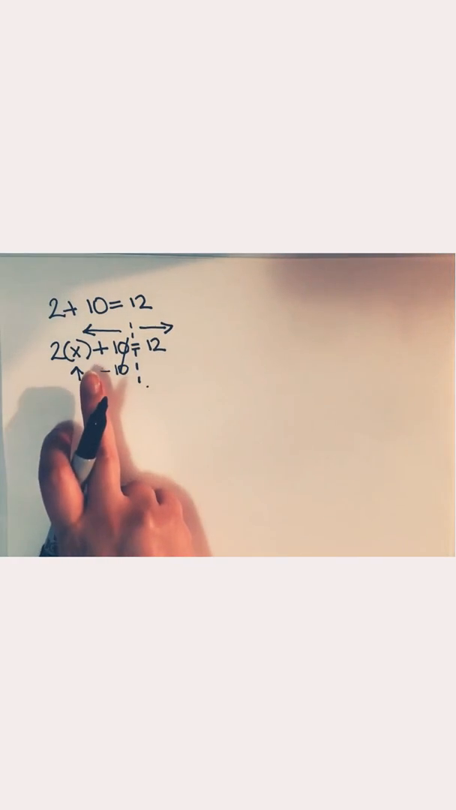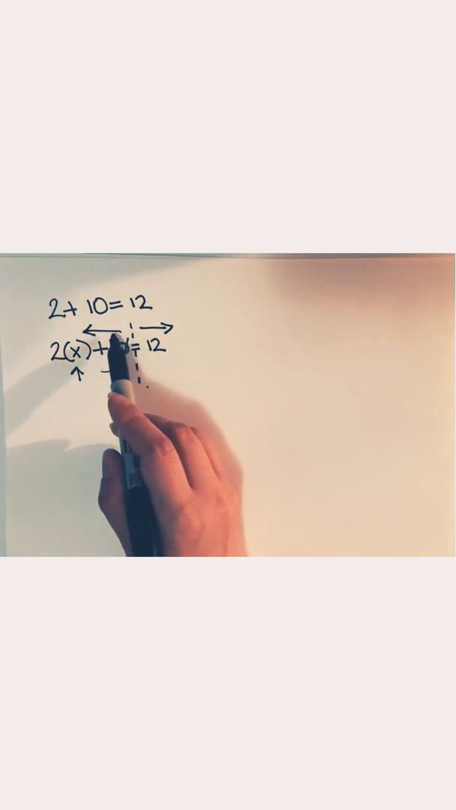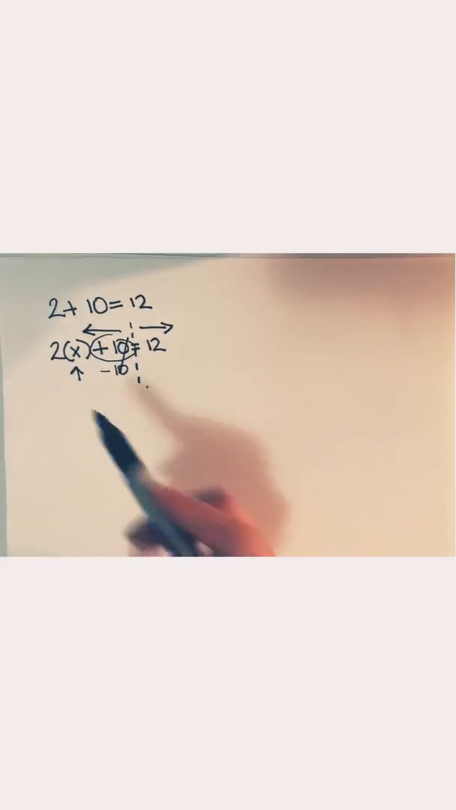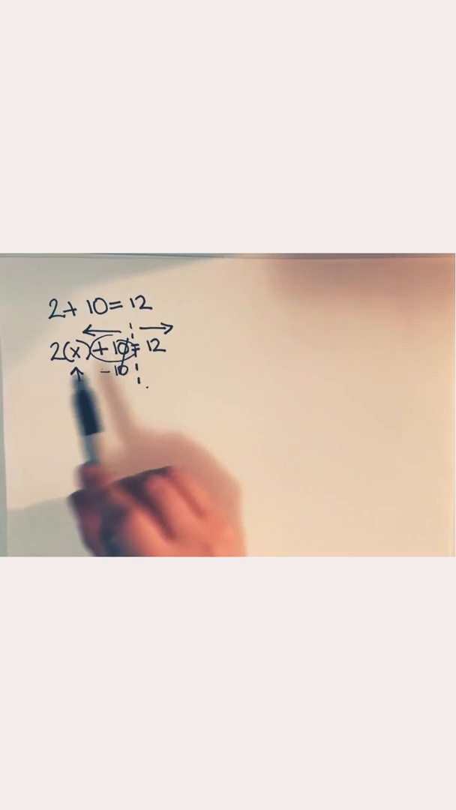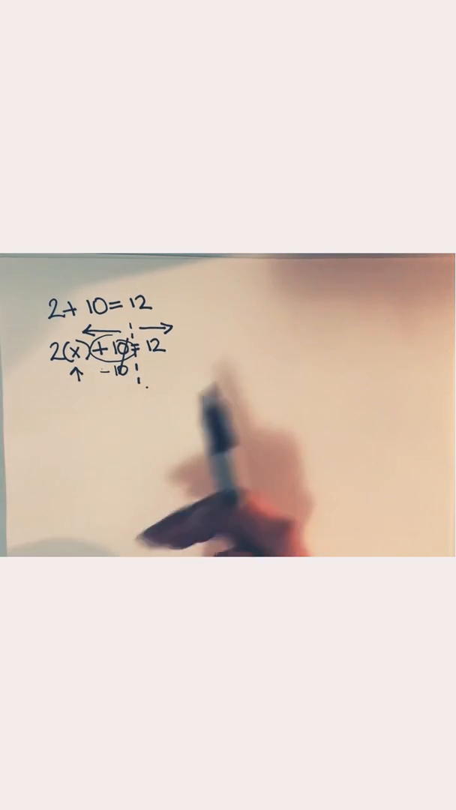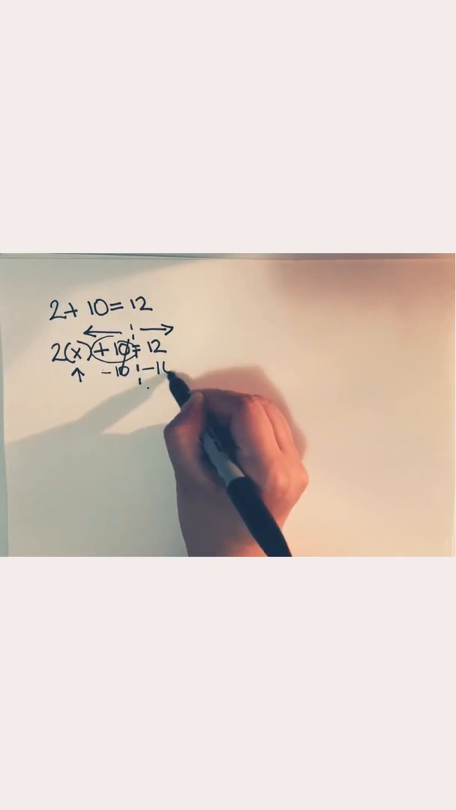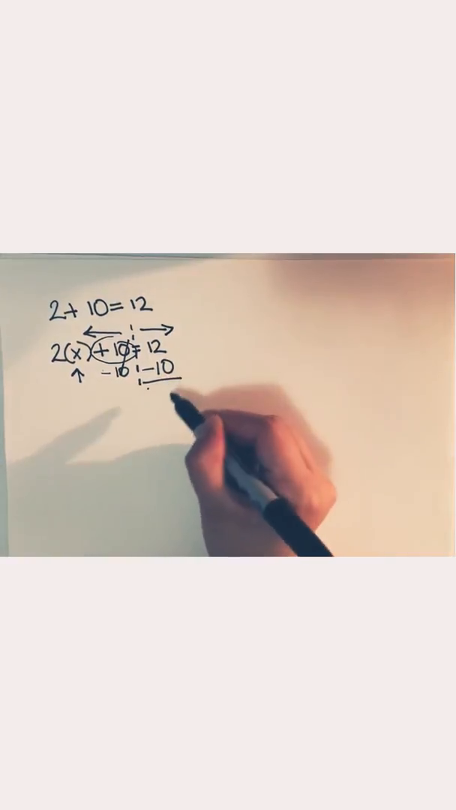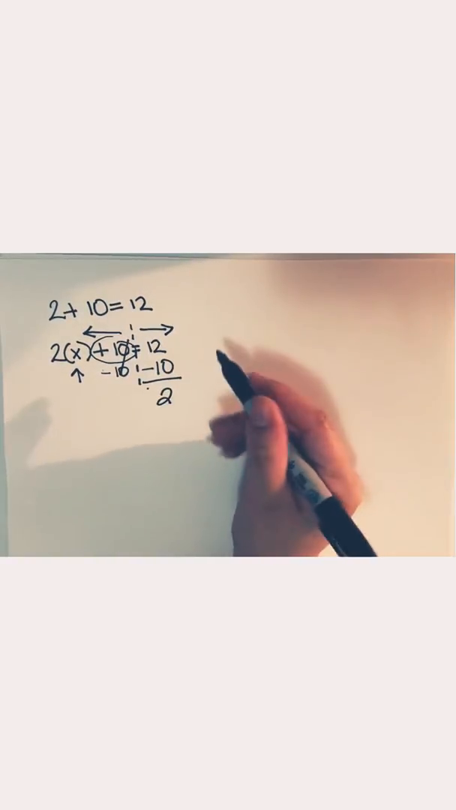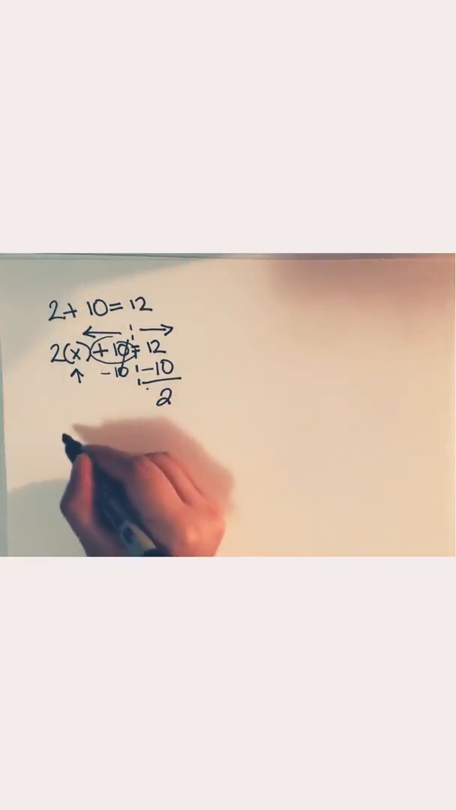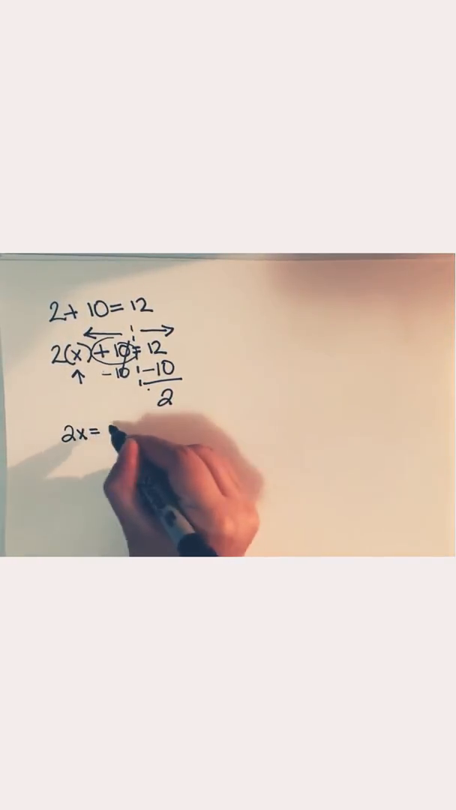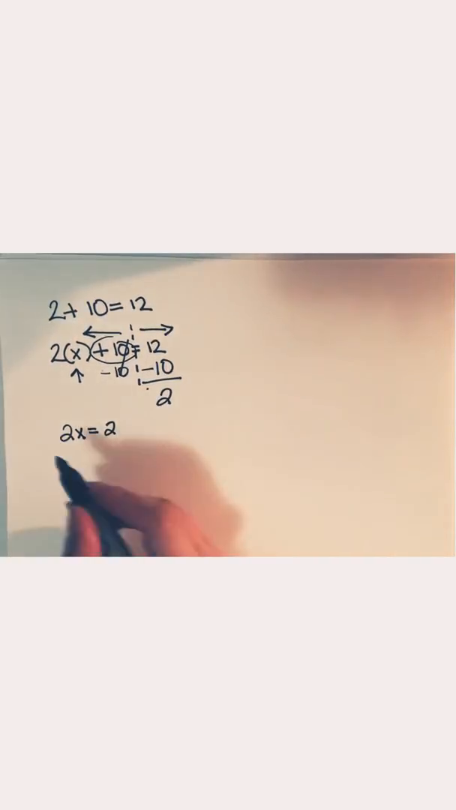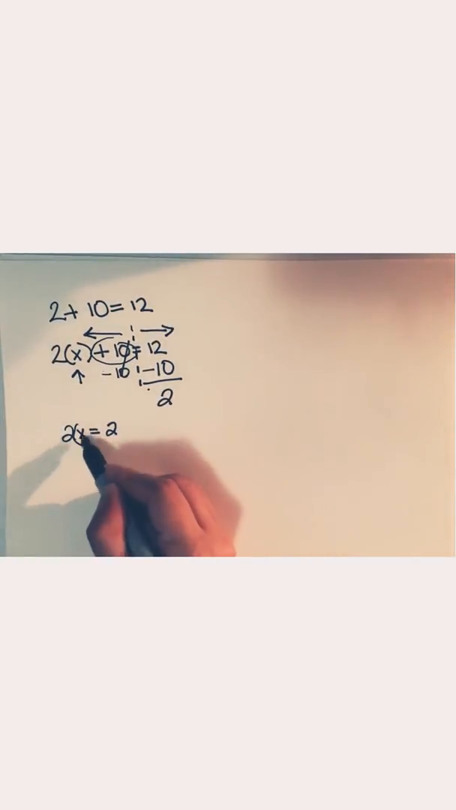Now, you see how we have a 10. It's plus 10. How do you get rid of a 10? Well, you have to minus the 10. And whatever we do on the left side, we have to do on the right side. So we minus this. 12 minus 10 equals 2. So what do you have then? You rewrite everything. You have 2x equals 2.